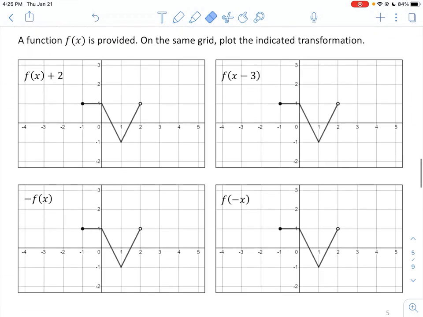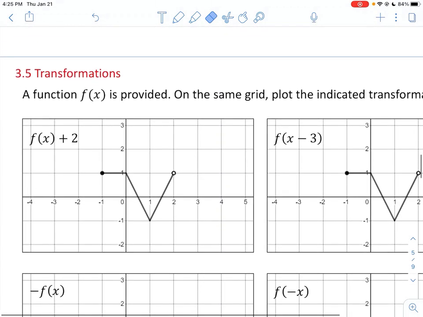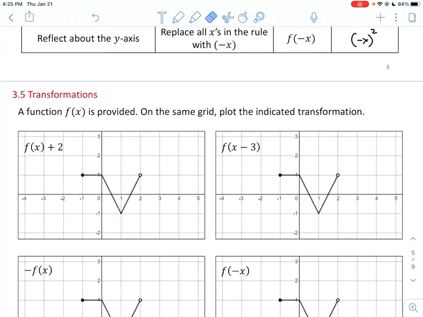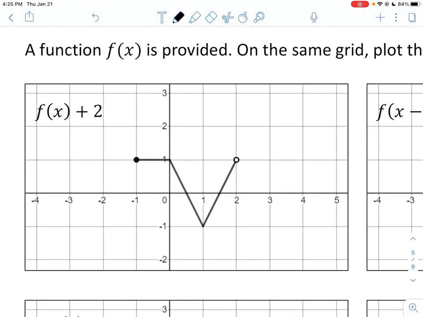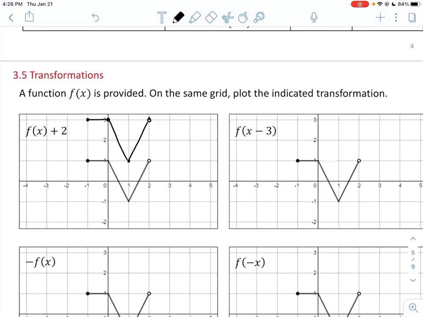Now let's put some of them to practice. Here we have some functions on the same grid, plot the indicated transformation. Okay, so this function that's provided is the f of x, right? And our goal is to plot what f of x plus 2 would look like. So this corresponds to the vertical shift. So the key points, I'm going to move everything up 2 units from where it used to be. So there's our new graph.